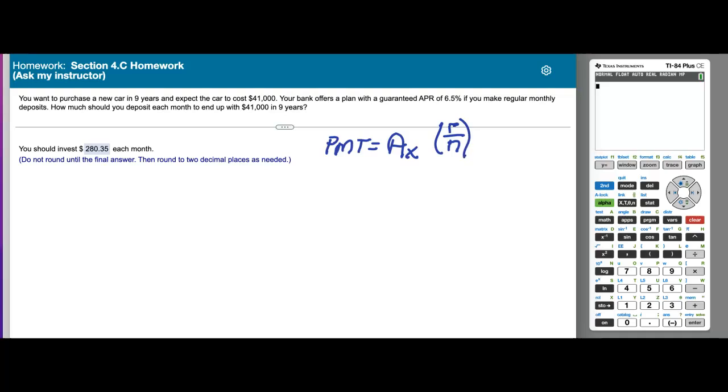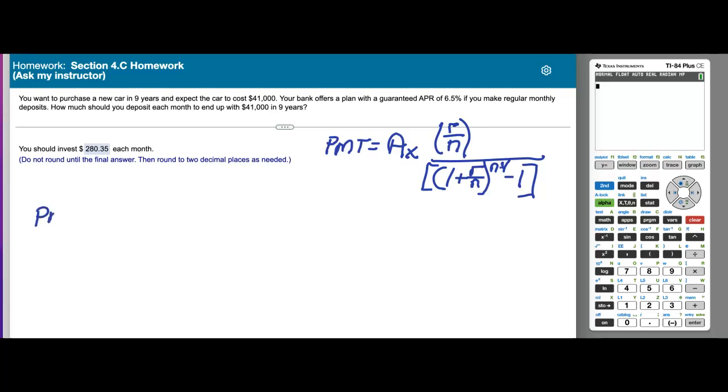That's over N, and that is being divided by, and here we've got two sets of parentheses, 1 plus R over N, raised to the N times Y power, subtract 1, and then close. Okay, so in this case, I'm just plugging into that formula.